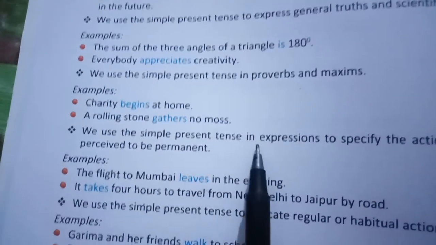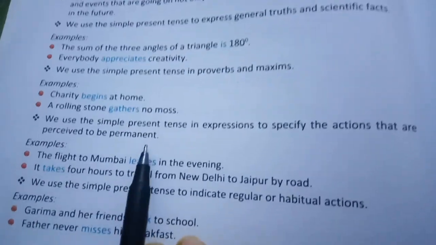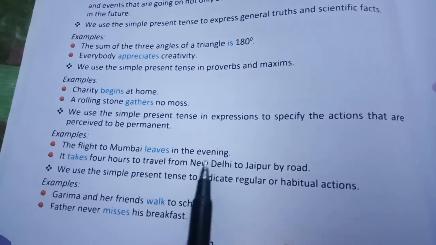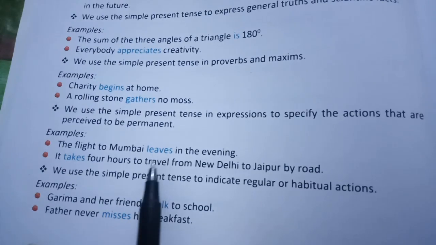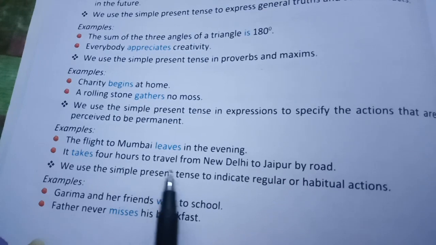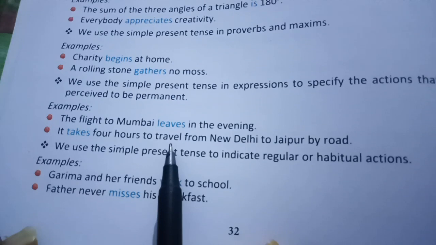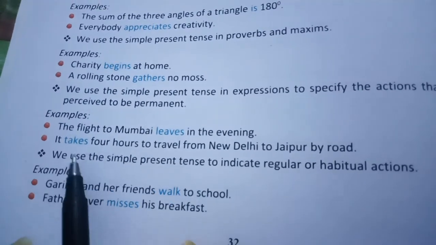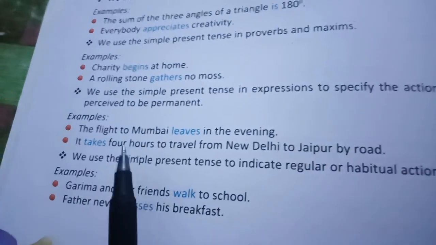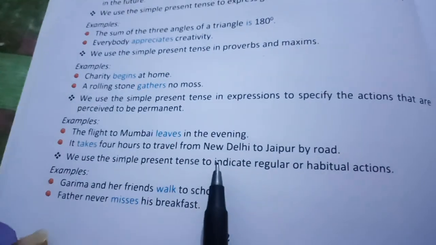We use the simple present tense in expressions to specify actions that are perceived to be permanent. The flight to Mumbai leaves in the evening. It is an action which is going to happen in the future; it is a permanent action. It takes 4 hours to travel from New Delhi to Jaipur by road. This is an action perceived to be permanent. It is not going to change; traveling from New Delhi to Jaipur always takes 4 hours. So it is a permanent action, a permanent truth. For those things, we use simple present tense.